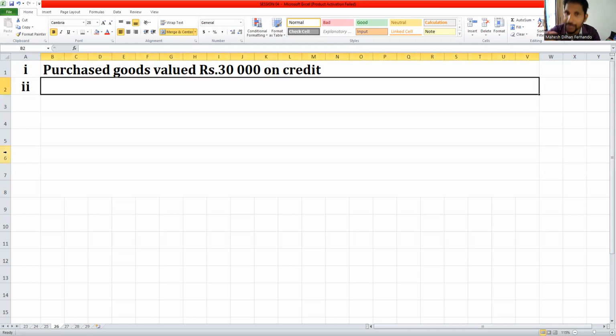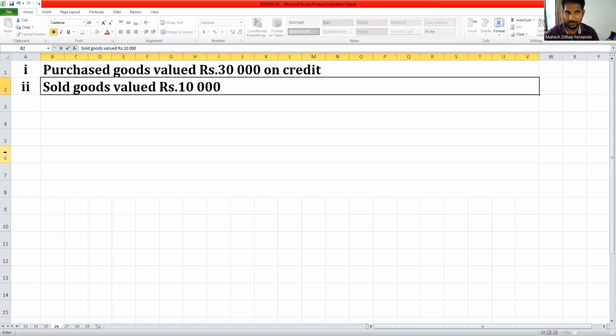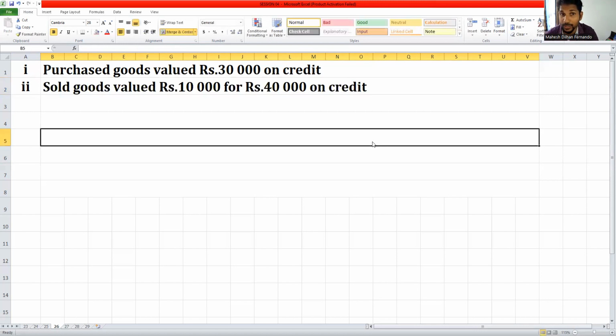Make a practice. You have to say sold goods valued rupees 10,000 for rupees 40,000 again on credit. This part is very important. If you don't write it, your answer is incorrect. Write it out, it was sold on credit.